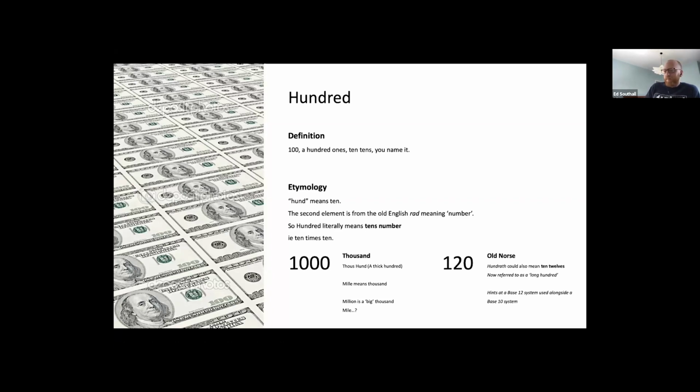And meal, we'll come on to meal in a little bit more detail in a second, but meal means thousand. So million means big thousand. Of course it does.